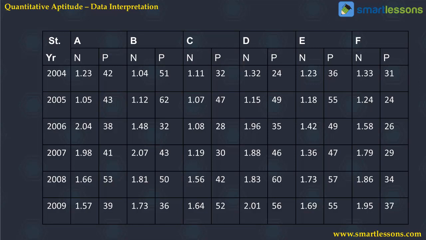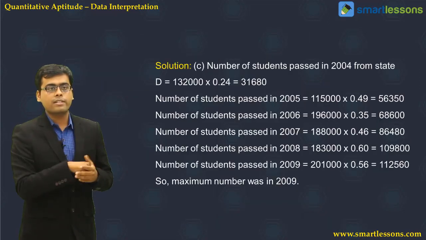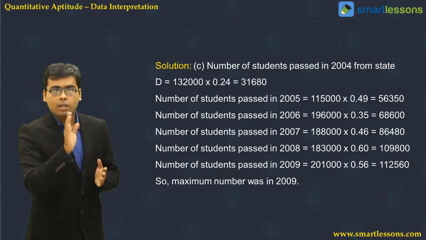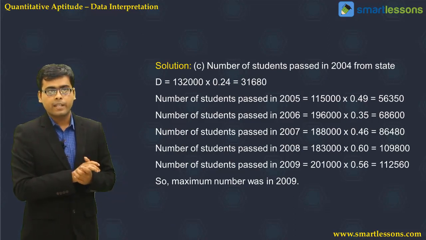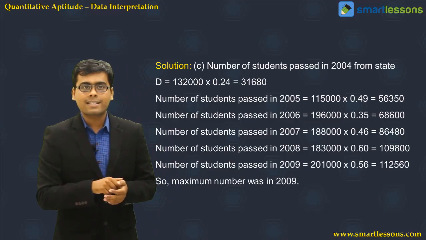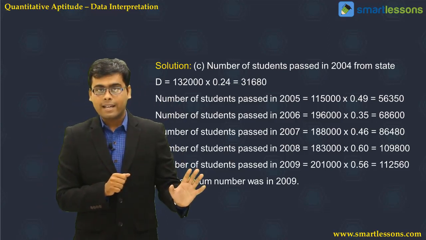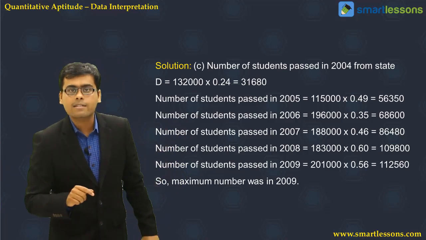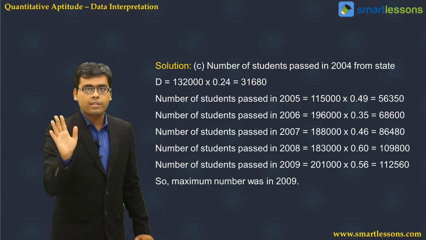So now you have 2006, 2007, 2008 and 2009. But you need to find the maximum number of candidates qualifying the exam. Okay, see here. In 2006, in state D, 35% students they are qualifying. In 2007, 46% students are qualifying. In 2008, 60%. In 2009, 56%. Now, you can easily understand that 35 and 46, these are quite less in compared with 60% and 56%. So, that means this 35 and 46, this cannot be the answer.